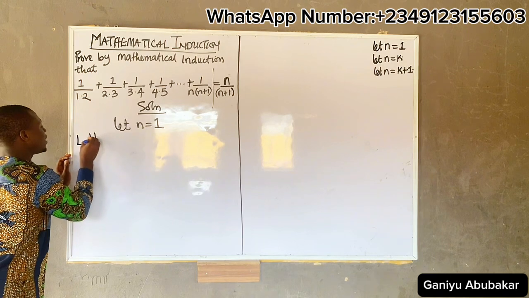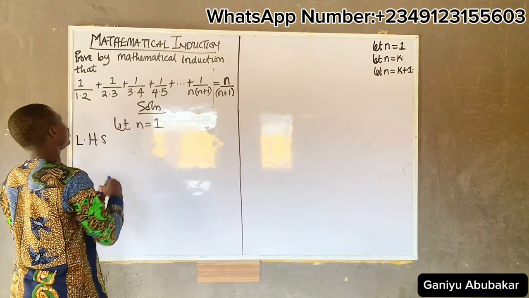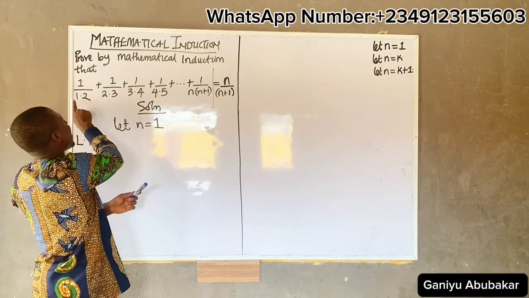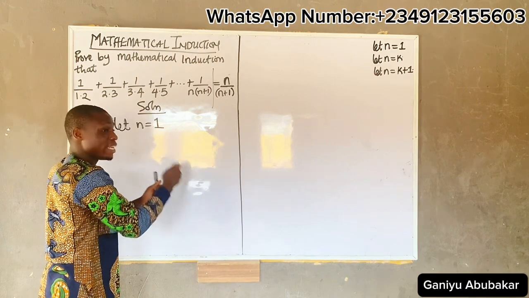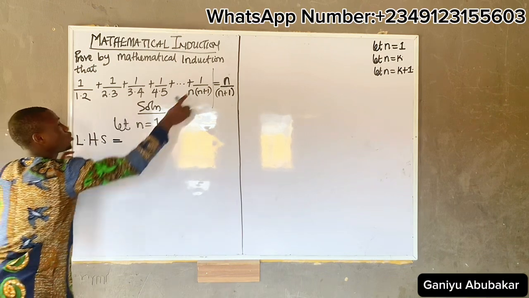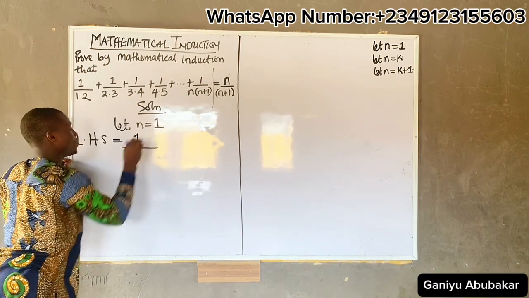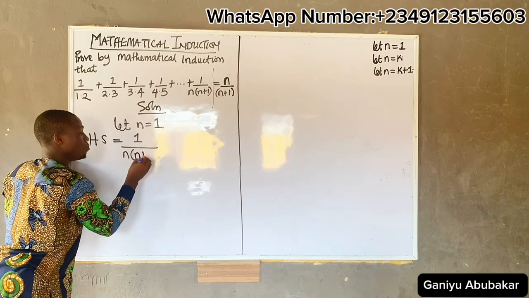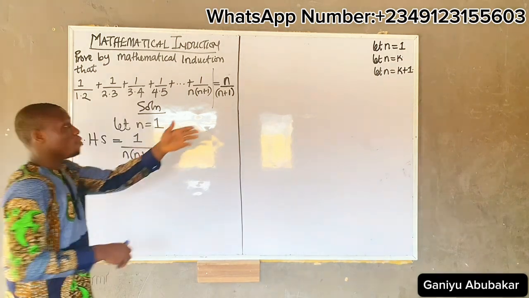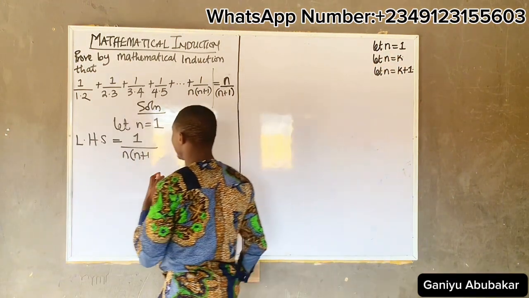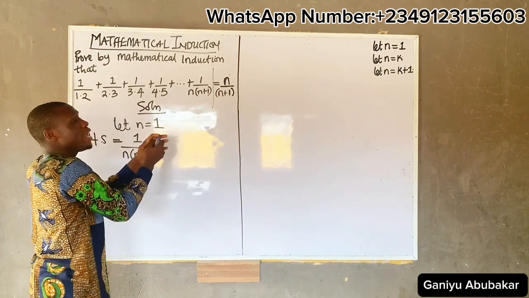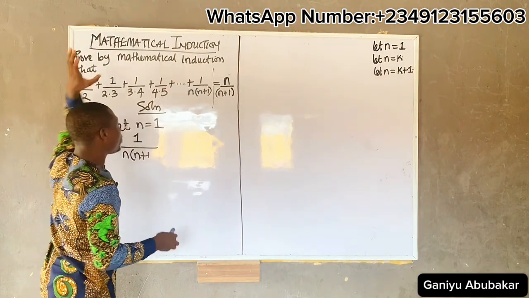For your left hand side, observe that everything else is just numbers, but the only expression that contains n in the left hand side is just this: 1 over n into n plus 1. As I was saying, your first task is to follow your first step, n to be 1. If n is 1, focus on your left hand side. The only expression that contains n is just this. Pick out this.